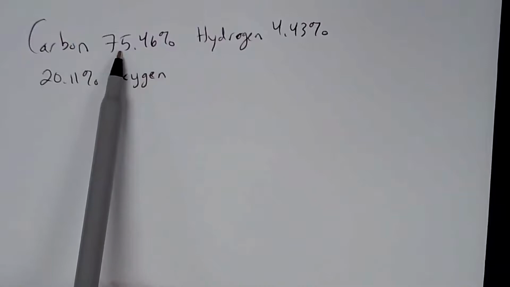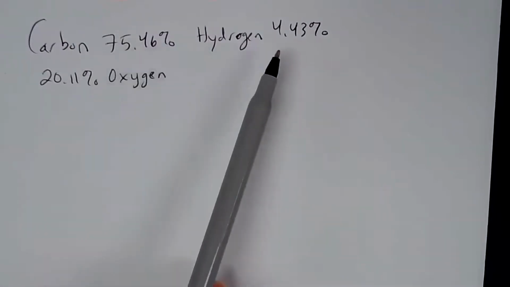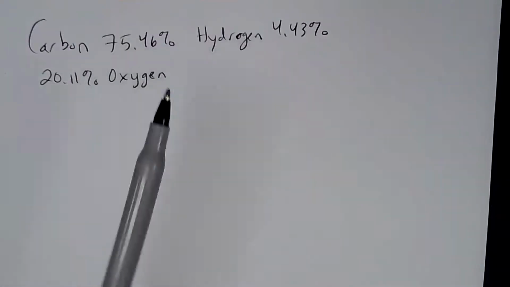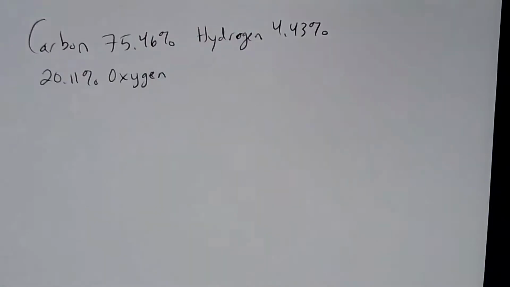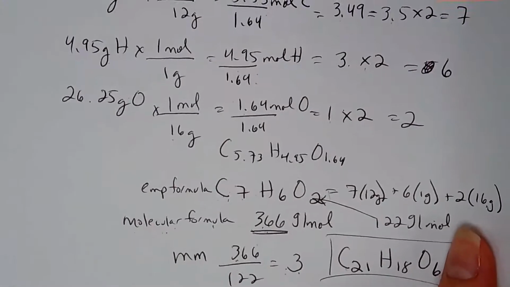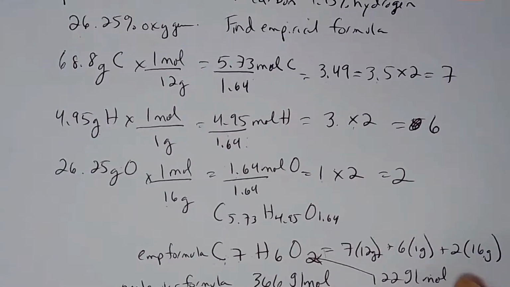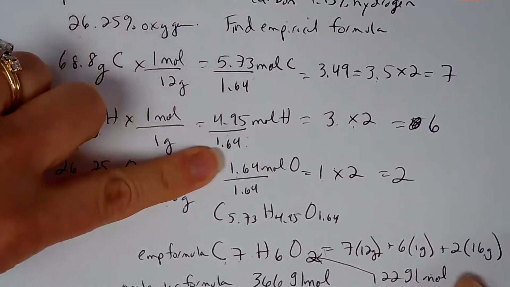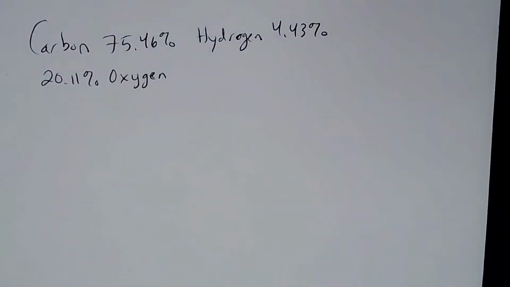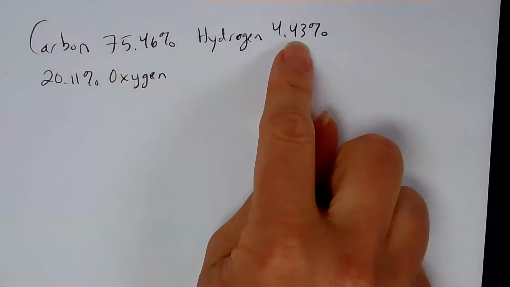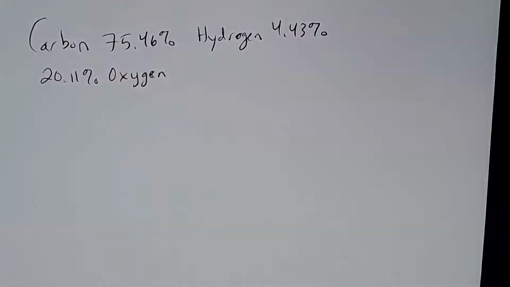Okay, so you're going to take the 75.46, the 4.43, and the 20.11, and you are going to convert it to moles. So just like in this first step I did. And then you're going to divide by the smallest and see what numbers you come up with. So I'm going to give you a minute here for you to try it on your own, and then I'm going to show it to you. Okay, so 75.46, 4.43, and 20.11.